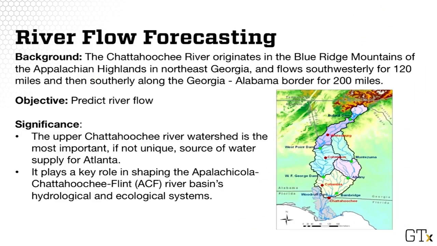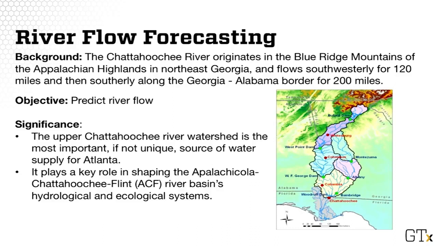In this study, we'll forecast the flow of the Chattahoochee River, which is part of an important hydrological system in the southeast of the United States. The Chattahoochee River originates in the Blue Ridge Mountains of the Appalachian Highlands in northeast Georgia and flows southeasterly for 120 miles and then towards south along the Georgia-Alabama border for about 200 miles.